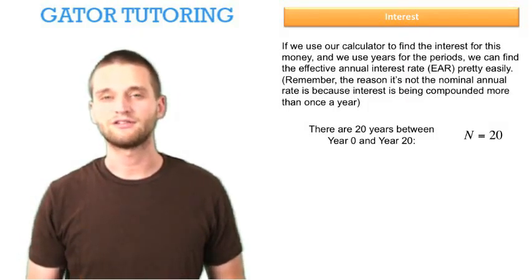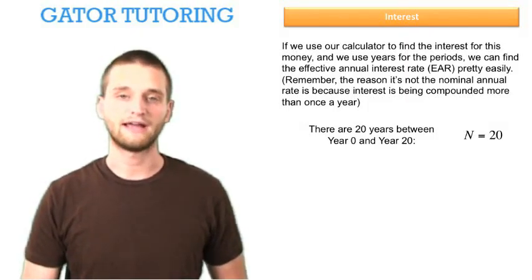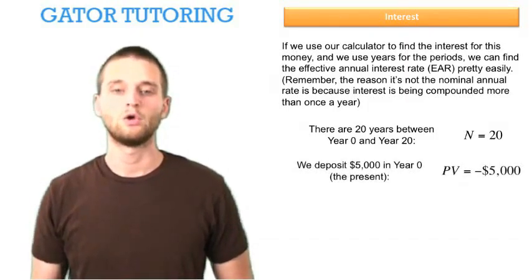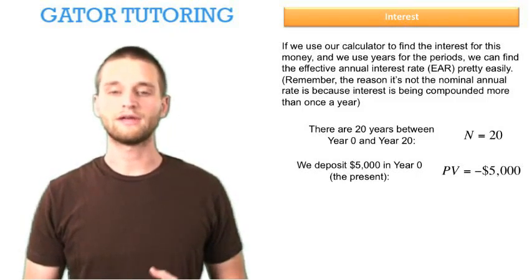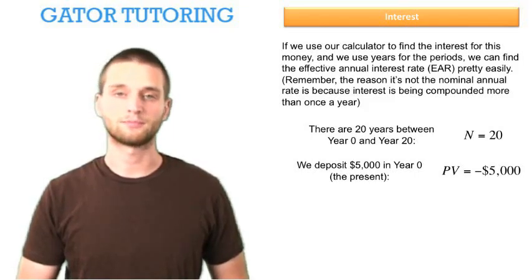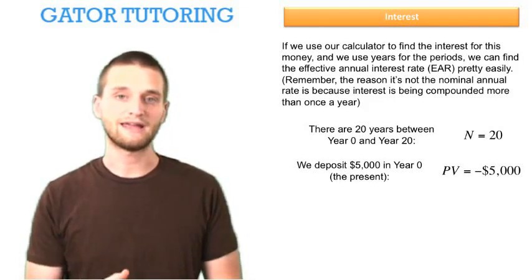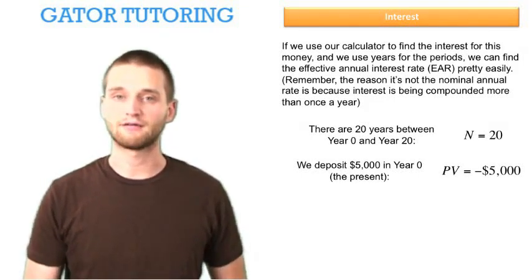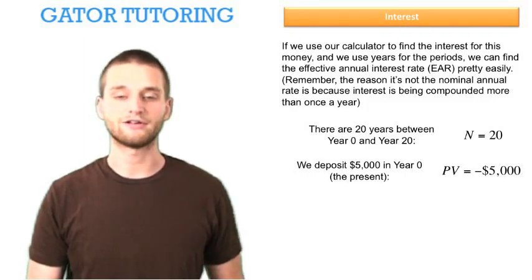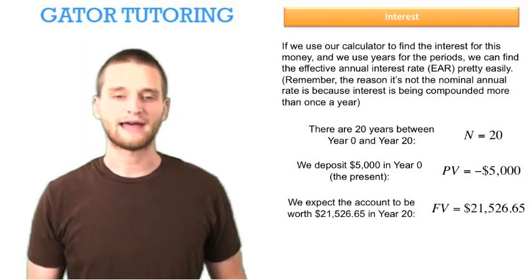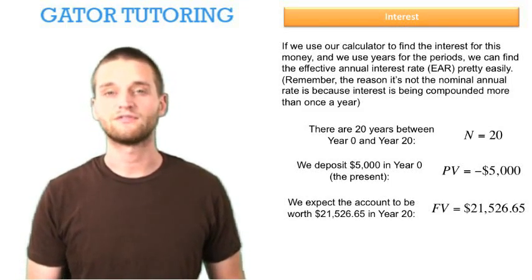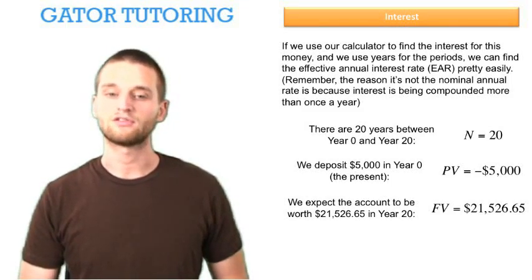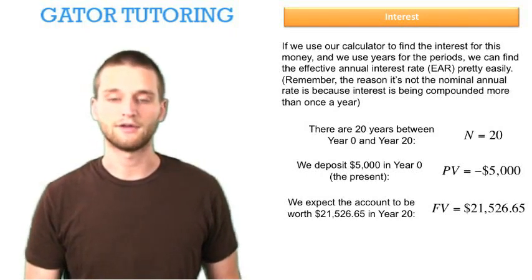So since our periods are in years, we enter in 20 for n, the number of periods. We deposit $5,000 in year 0, the present, so we enter in a negative $5,000 for the present value. Since we're putting money into an account, it's a cash outflow, so we enter this as a negative value. We expect the account to be worth $21,526.65 in year 20, so we enter this in for the future value.